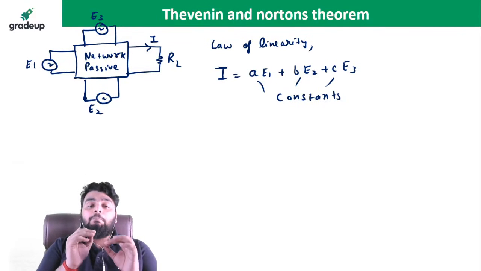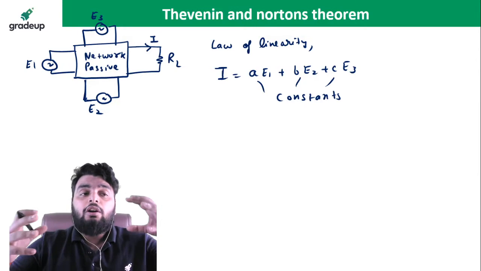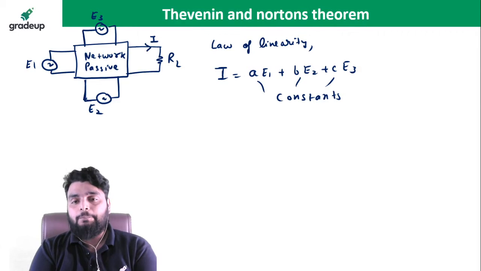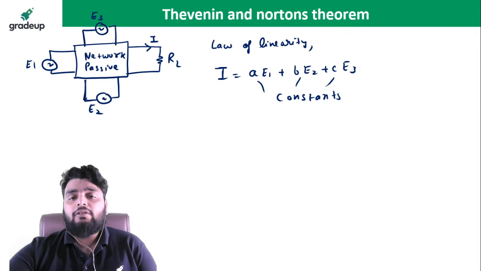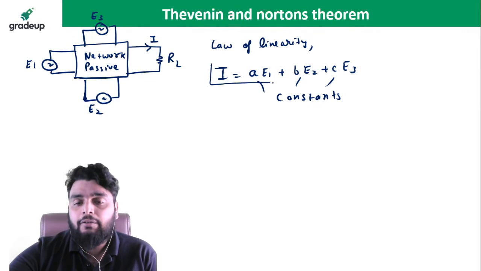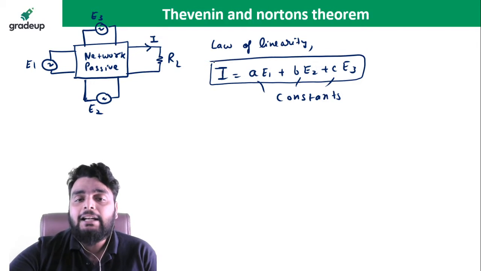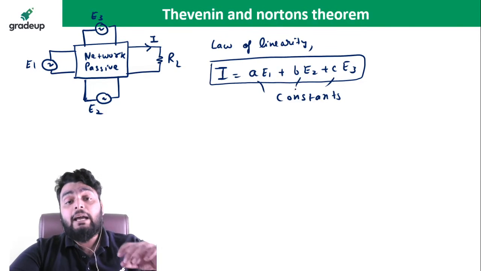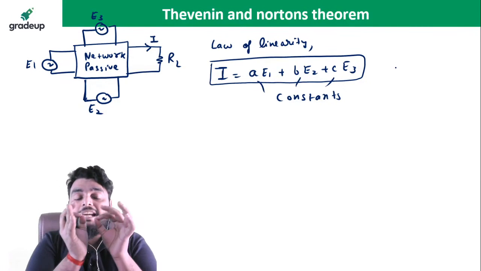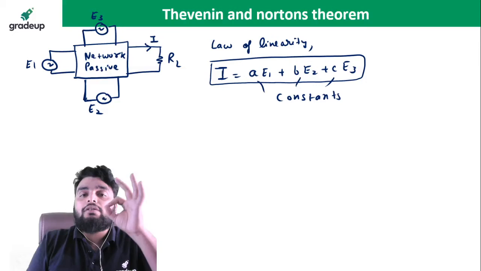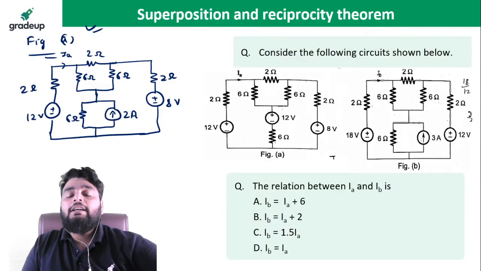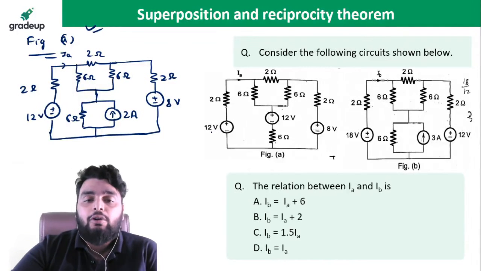And one important point I want to discuss with you: the law of linearity plus the law of homogeneity make the superposition theorem. So this is the law of linearity, that a current depends on each one of the inputs. But what is the law of homogeneity? In the case of the law of homogeneity, the current depends on only one input. Got my point? So see very carefully what is going to happen.